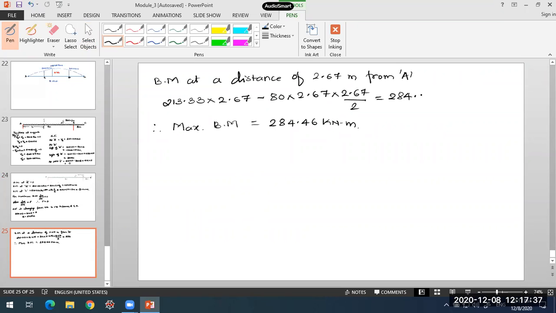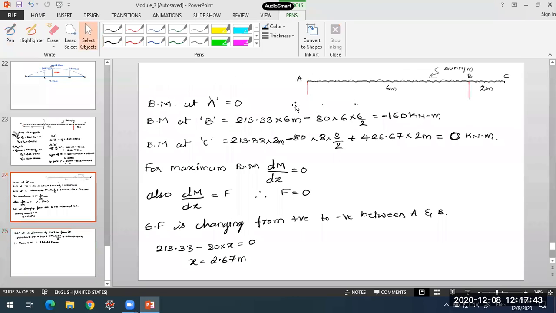Which is positive here. Between A and B, what I got is the bending moment is positive. Okay, and you see, the bending moment at C is how much? It is 0, whereas at B it is minus 160. Somewhere here the bending moment is positive, at B it is negative. So we'll have a point of contraflexure here. We'll have to identify that point of contraflexure.